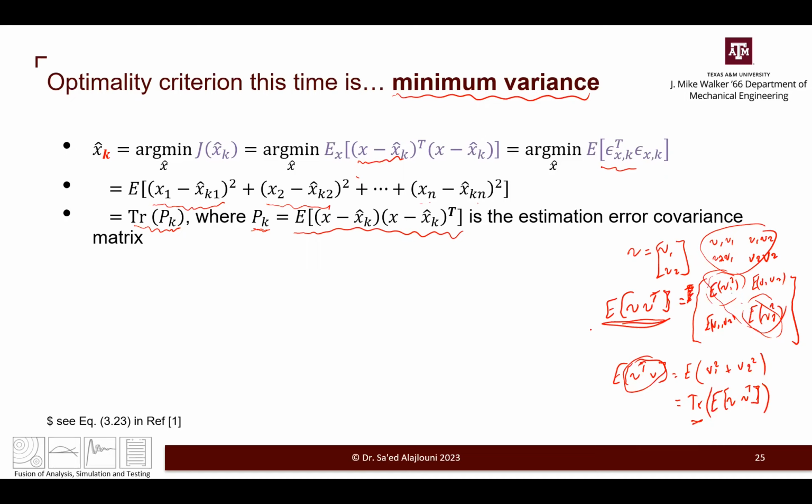It's a norm. You mean v transpose? Oh yeah, the expected value of v transpose v is nothing but the norm. It's the expected value of v1 squared plus v2 squared, which is a scalar value. So v1 and v2 are the elements of this vector v.